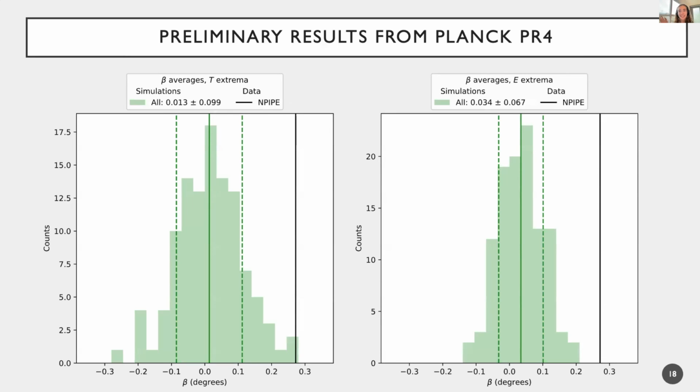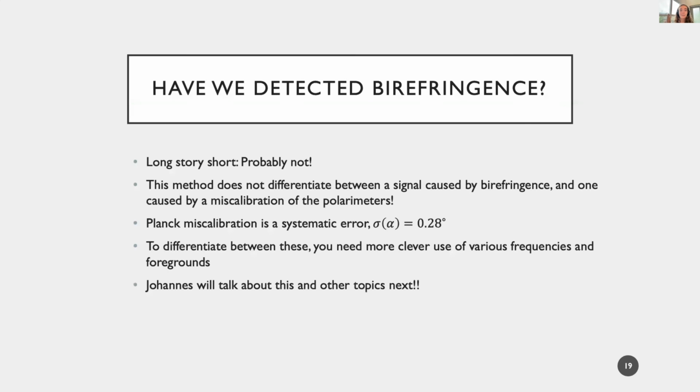So we have not detected cosmic birefringence, but it is a cool analysis method, and it is consistent with the results that were obtained in the public release 2 from Planck. So that's good. The results continue to be consistent with each other. And Johannes is going to talk a little bit about how we're going about trying to actually separate between these two signals, the miscalibration angle and the birefringence angle.